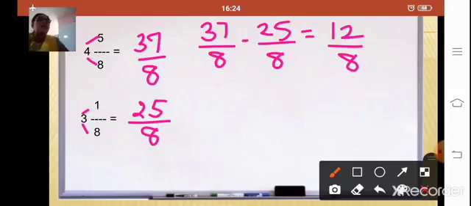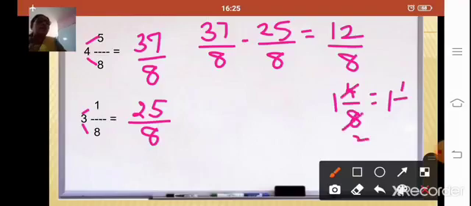Now to convert it into a mixed number, we can just divide. So you will get 8 ones are 8, remainder 4/8. Again this can be reduced to its lowest term. So this will be 1, 4 ones are 4, 4 twos are 8. So your final answer, that is how much more flour was used, is 1 whole 1/2 cups of flour more than sugar.